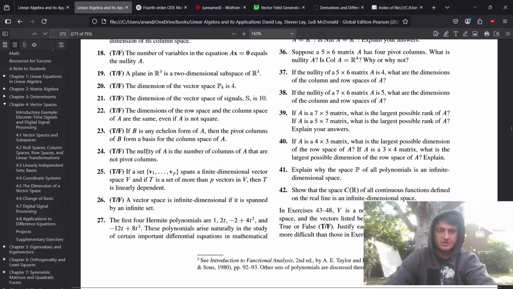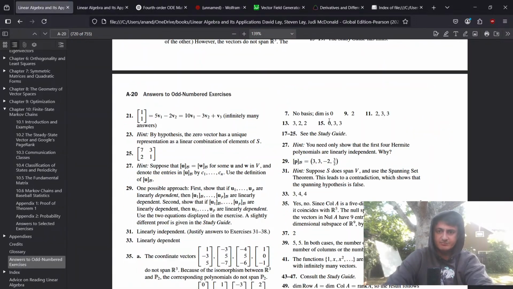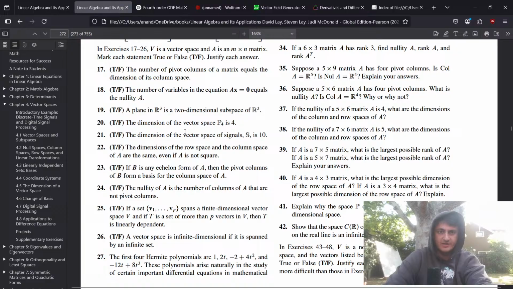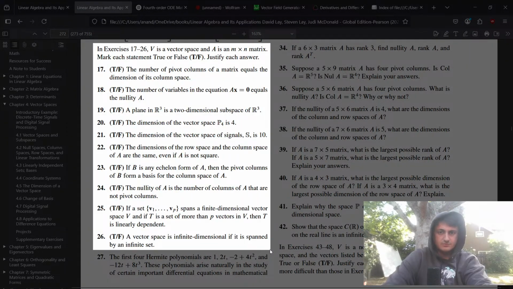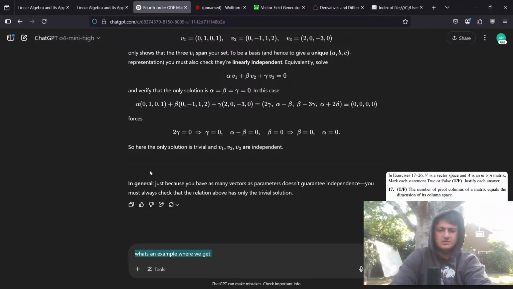Okay, so let's just double check on these. I think that this book doesn't. Yeah, it just says see the study guide, but I don't know what that means.